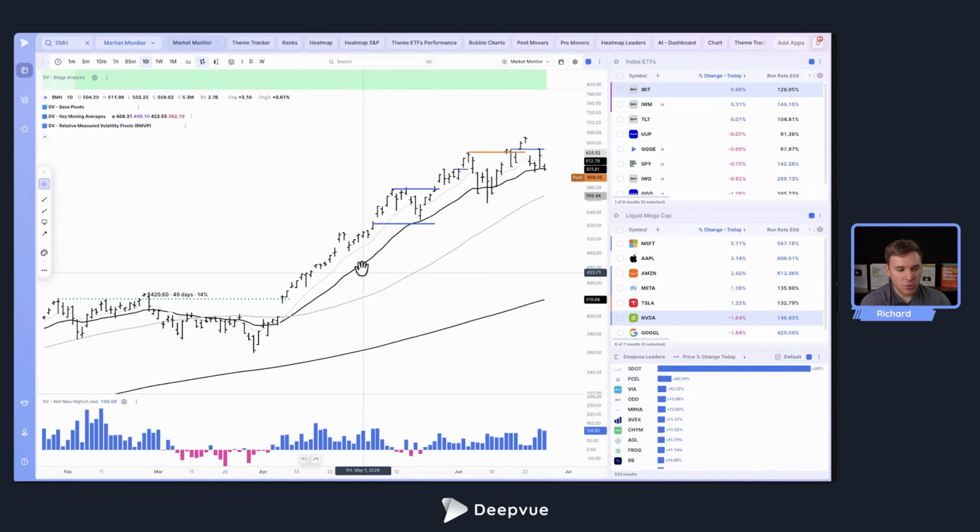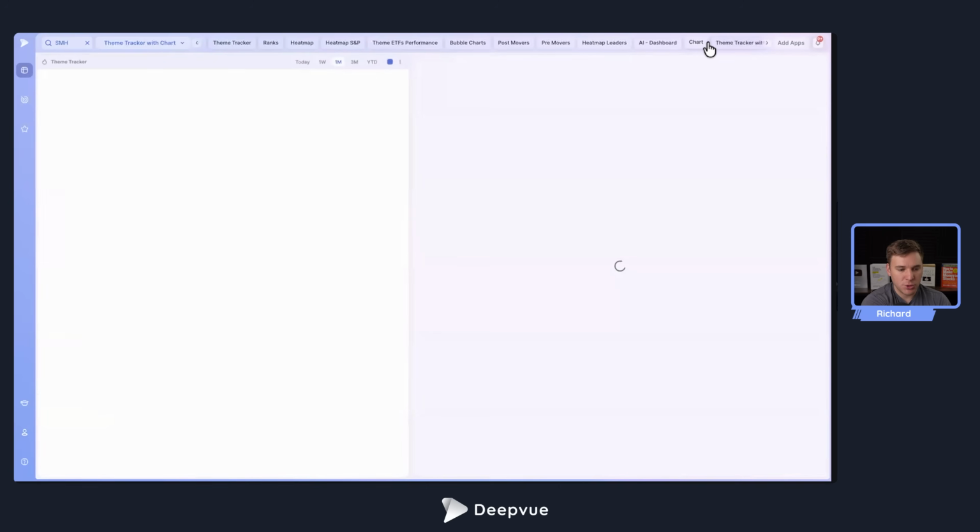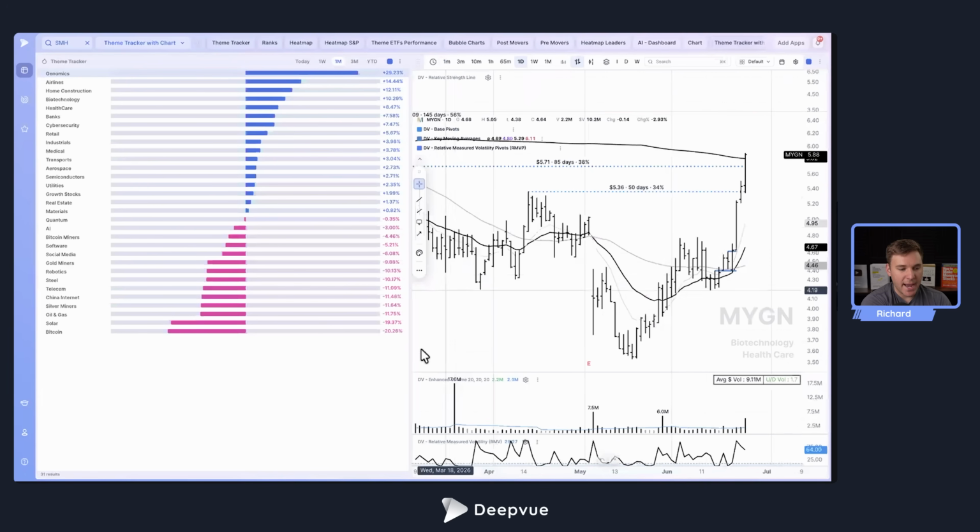The next thing I do is take a look at the themes themselves. So in DeepView, we have the theme tracker, and I'm going to bring up my theme tracker with dashboard. So this dashboard, its goal is for theme analysis. That's kind of a step lower below market analysis. And the theme tracker is this over here on the left-hand side.